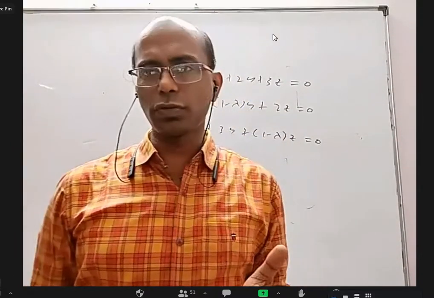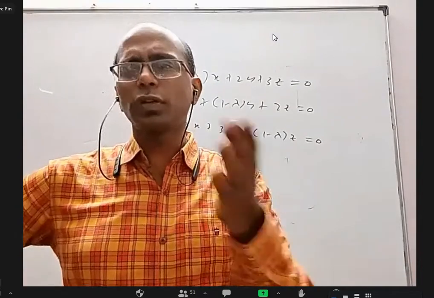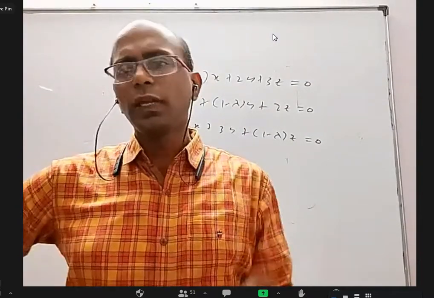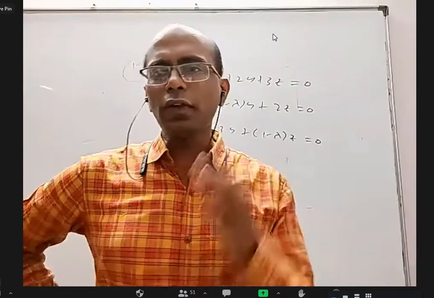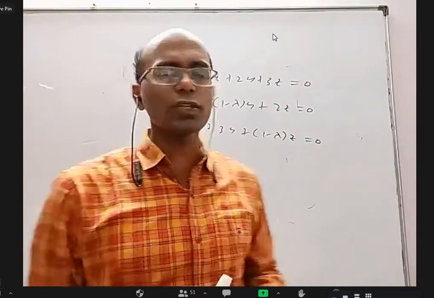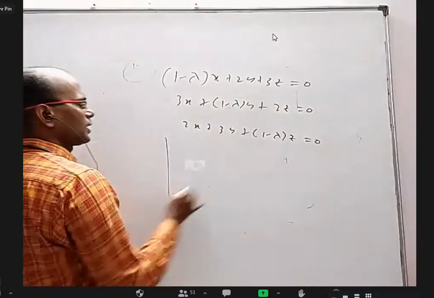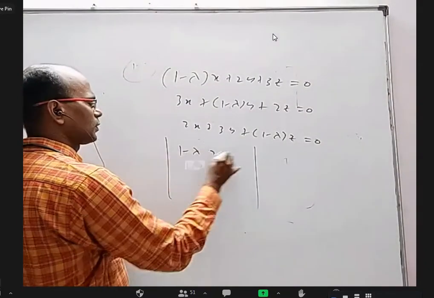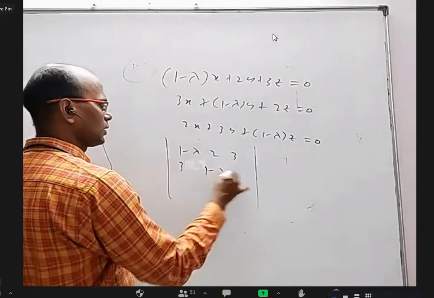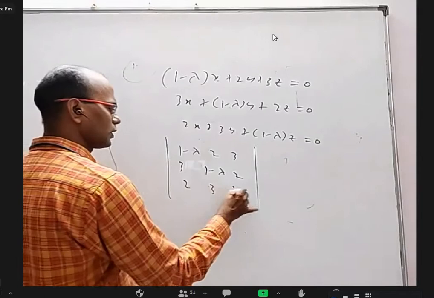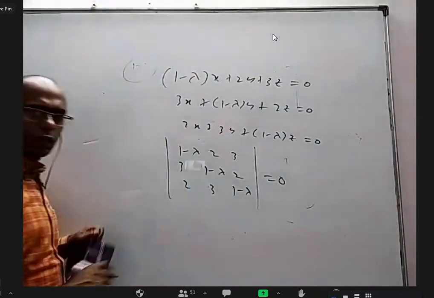Delta not equal to 0 gives a unique solution, the 0 solution or trivial solution x, y, z equal to 0. Whenever you want a non-trivial solution, simply delta should be 0. So when I take delta, 1 minus lambda, 2, 3; 3, 1 minus lambda, 2; 2, 3, 1 minus lambda equal to 0. How to expand this?